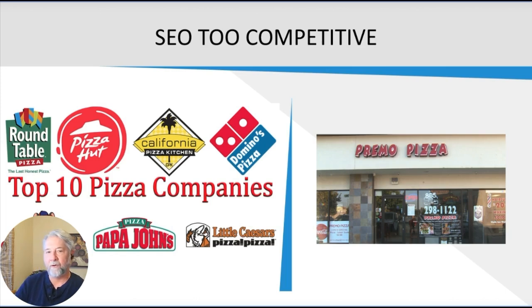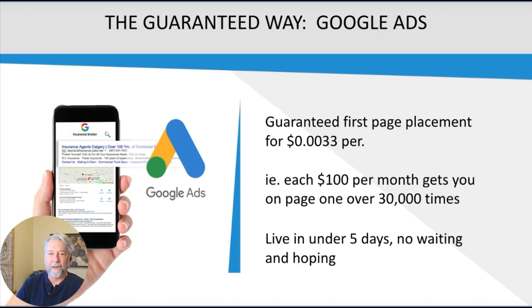Oftentimes in many categories, search engine optimization is just too competitive. If you're a pizza place in a local community, you're dealing with these massive companies that you're competing with for those organic or free results. It's just very hard, if not impossible, to get in there in many cases. But with a Google Ads campaign, you can get on the first page in every case. You don't have to spend an awful lot of money.